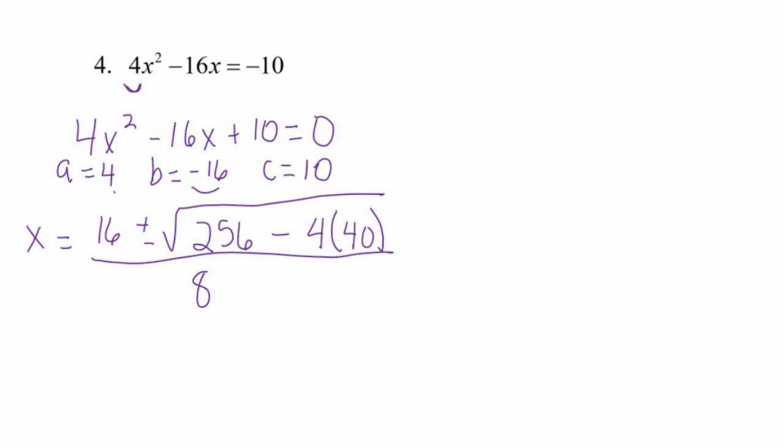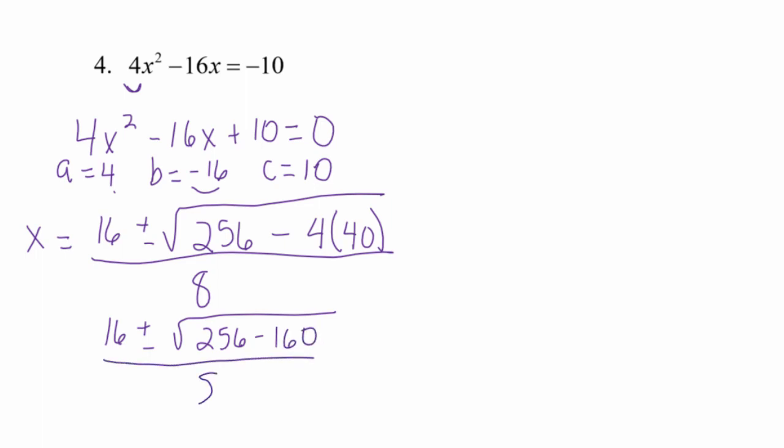And then we're going to multiply under the radical. So 16 plus or minus square root of 256 minus 160 all over 8. Then we're going to subtract. We're going to subtract 256 minus 160, which is 96.